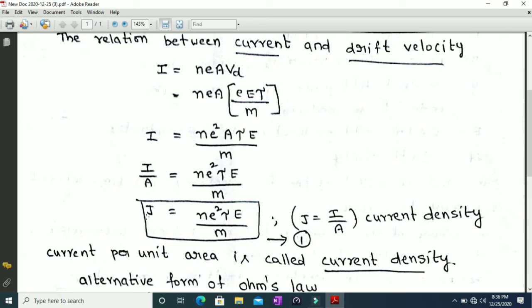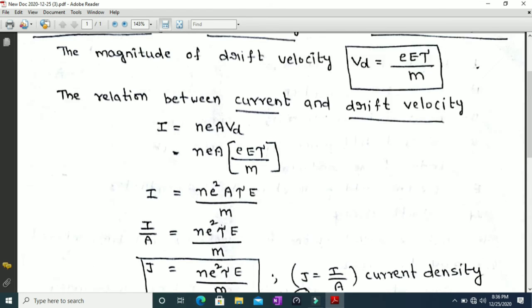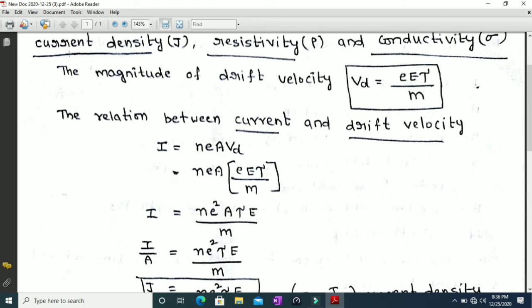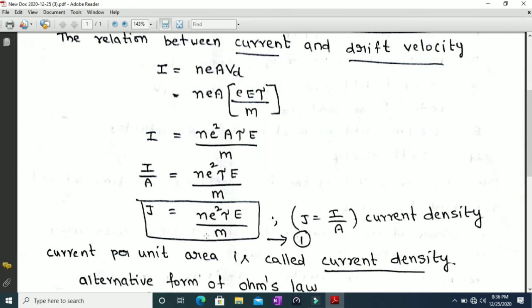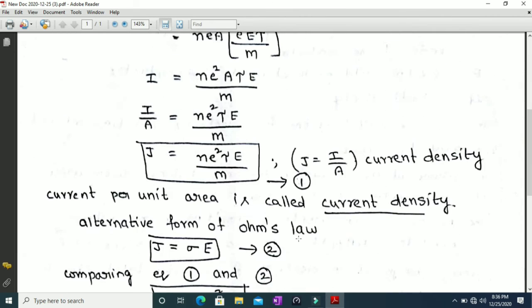J is called current density. The current per unit area is called current density. So I by A can be written as J, that is equal to n e square tau capital E by m. This is the expression for current density, the first quantity we have taken. Let it be equation number 1.